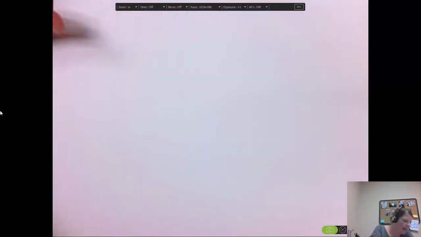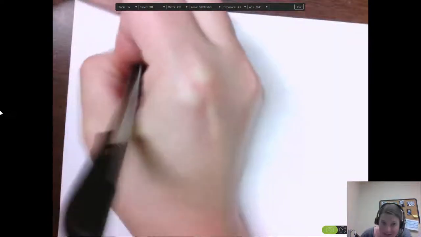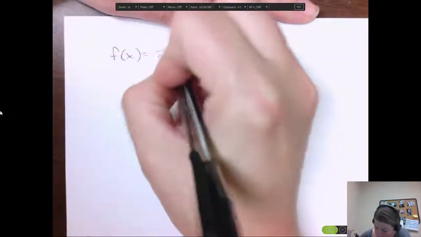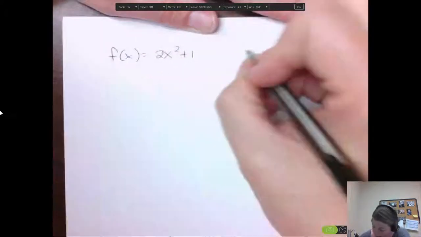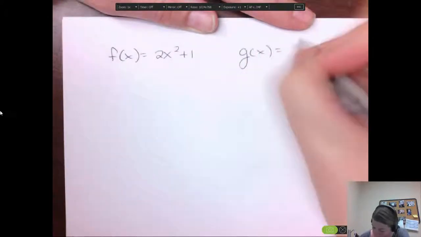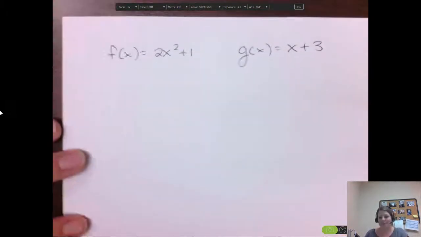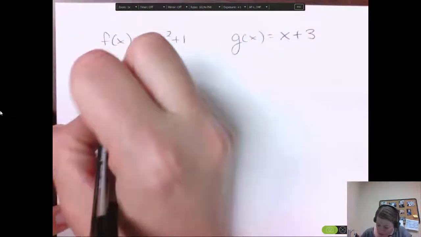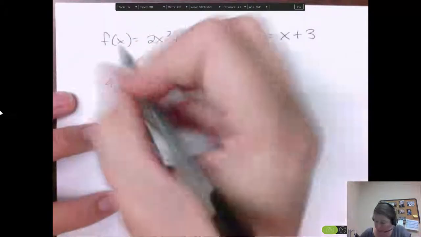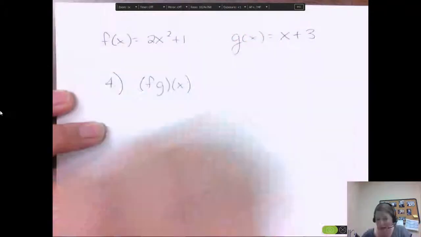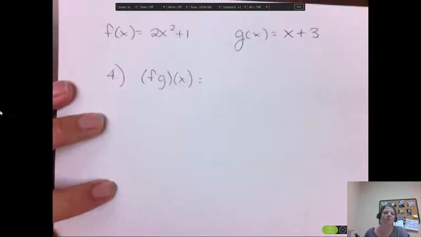Now let's look at this same idea in function notation. So if I say f of x is equal to, I don't know, 2x squared plus 1. And if I say g of x is equal to x plus 3. So that's my f, that's my g. This is my fourth question. What if I asked what fg of x is? What am I asking in function notation?